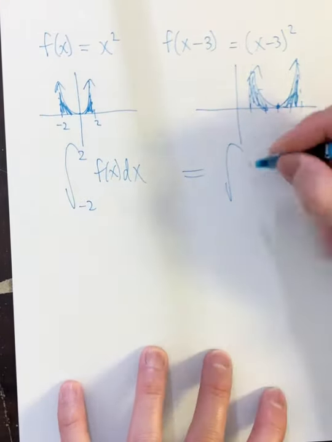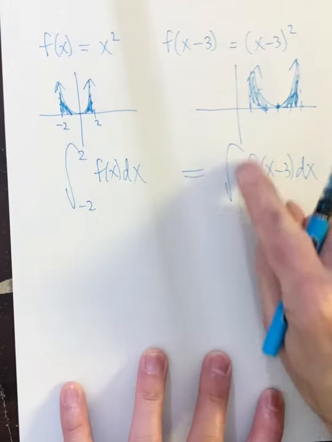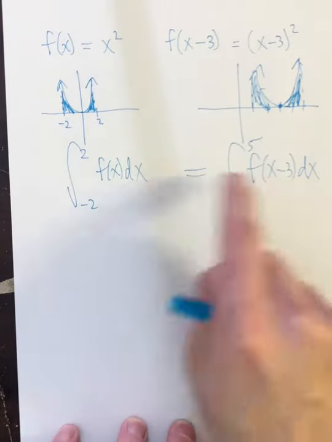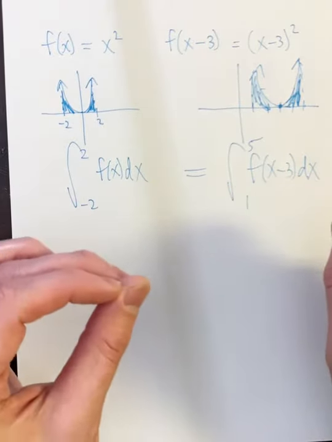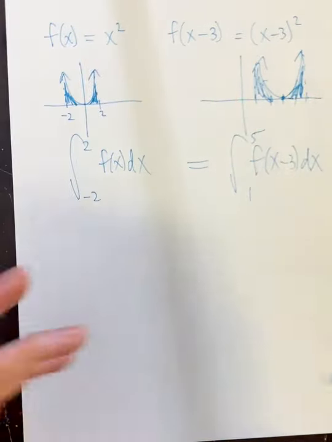So here, if this is going to be x minus 3 dx, then what should these limits be to get back 5? So these are equal because they represent the same area, although the locations of those areas are in different spots, but it's the same thing.